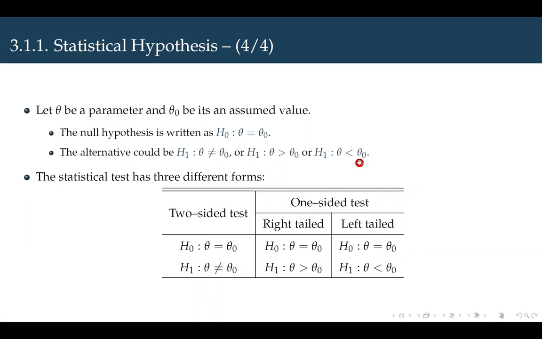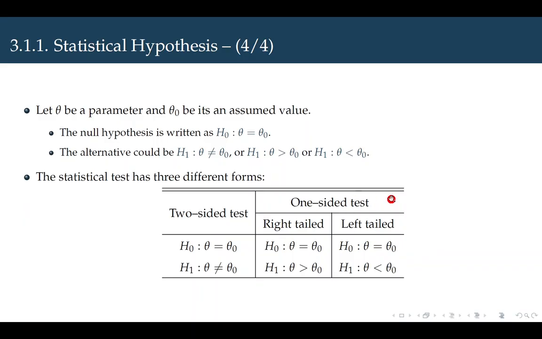Therefore, we always write the null hypothesis as H naught: theta equals theta naught, but the alternative could be either a different-from type, greater-than type, or less-than type. Therefore, the statistical test has three different forms. One is called the two-sided test. The null hypothesis is theta equals theta naught. The alternative, theta is different from theta naught. This is said to be a two-sided test because when theta is different from theta naught, theta may be greater than theta naught or it could be less than theta naught. So this test is said to be a two-sided test.